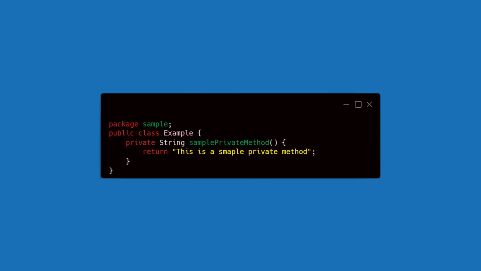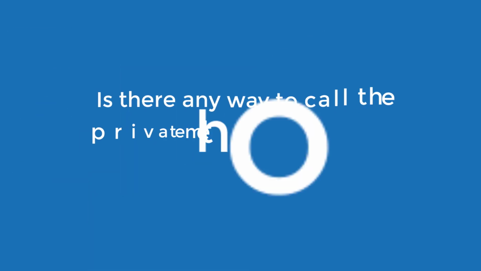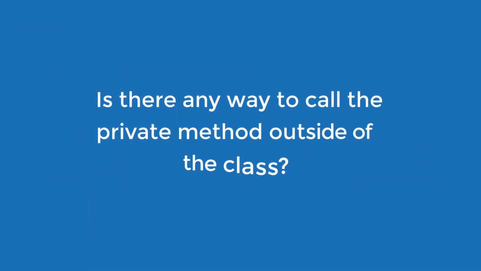The example class is really simple, and it has just one private method, and we all know that the private method has to be called within the class. Now the question is, is there any way to call the private method outside of the class? Yes, it is possible. We can use Java reflection.